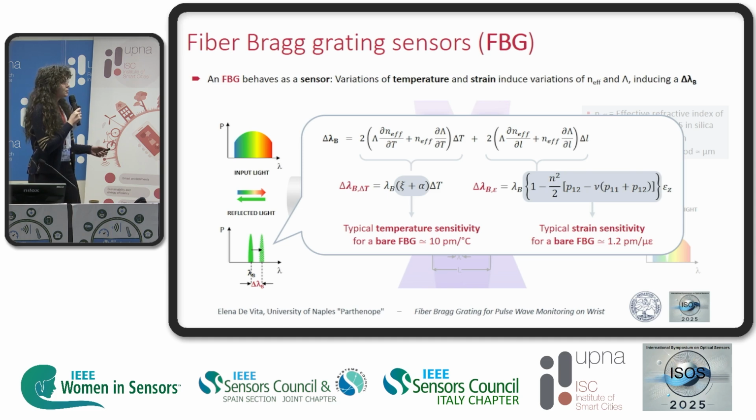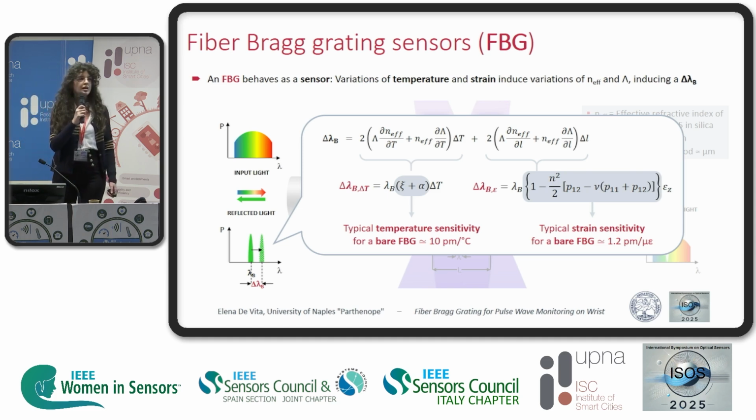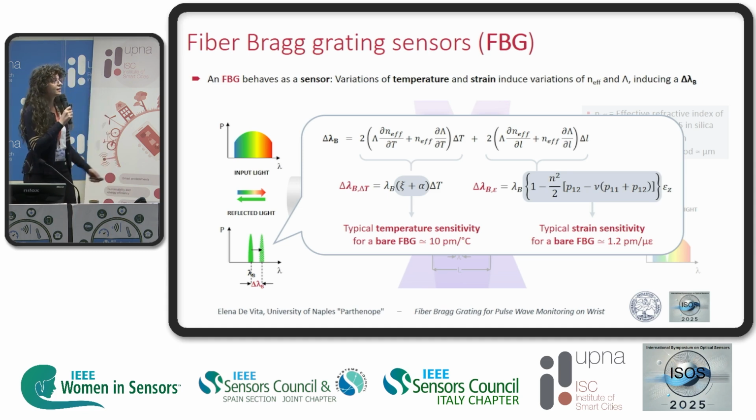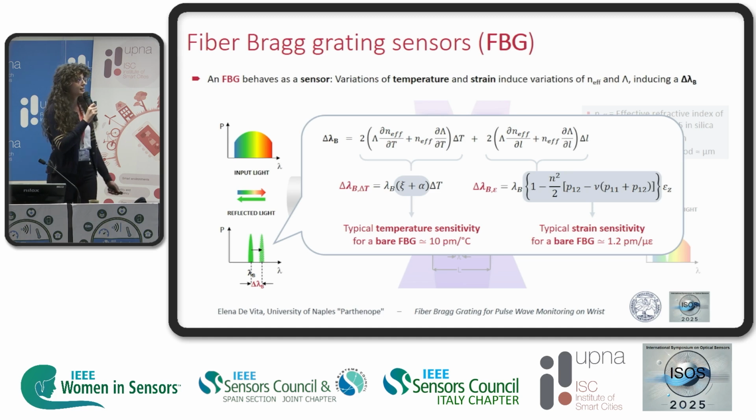This delta lambda B is given by the sum of 2 contributions, the temperature and the strain effect. And here we can see the typical values of the temperature and strain sensitivities for a bare FBG, which are 10 picometers per degree Celsius and 1.2 picometers per microstrain, respectively.